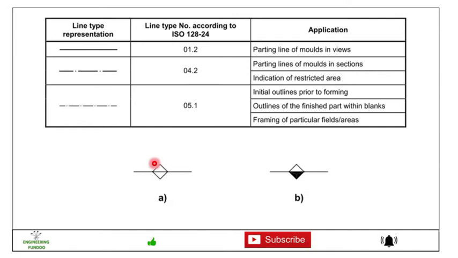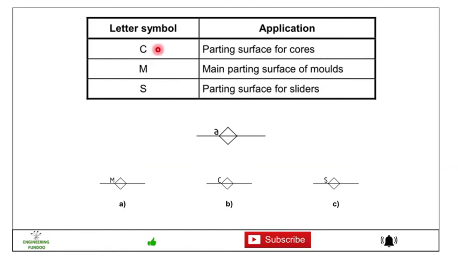Friends, then we have one more symbol, and this is for indicating the parting line without fill on both sides and on another side. Then here you can see letter symbol C, the parting surface for the core is the application, M is the main parting surface of the mold, and S is the parting surface for sliders.